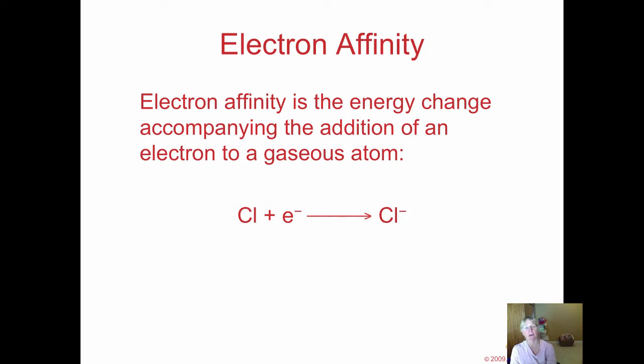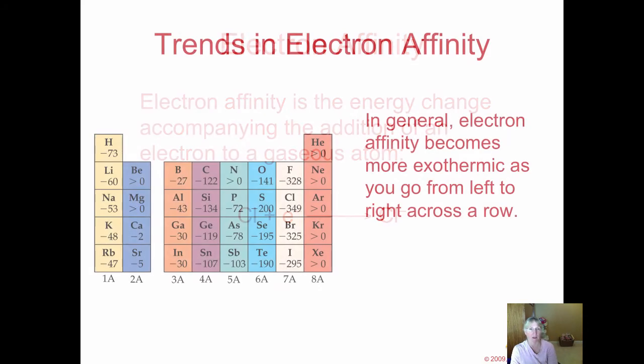So here we are showing a chlorine atom picking up an electron to turn into chloride. Now usually these are negative numbers, in that if this is a kind of element that's like in, say, column 7 that wants to pick up an extra electron, or column 6 that wants to pick up 2, that would be a net release of energy.